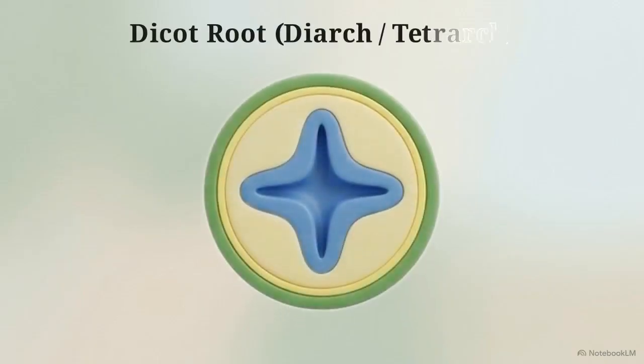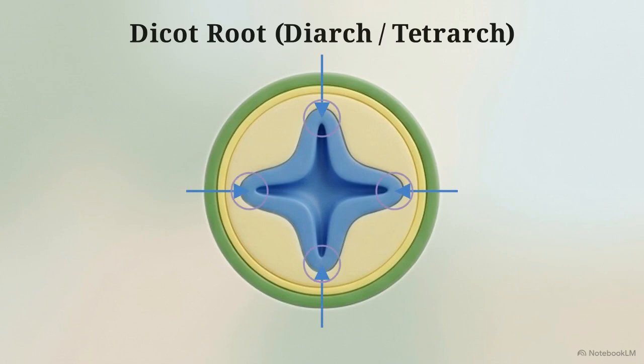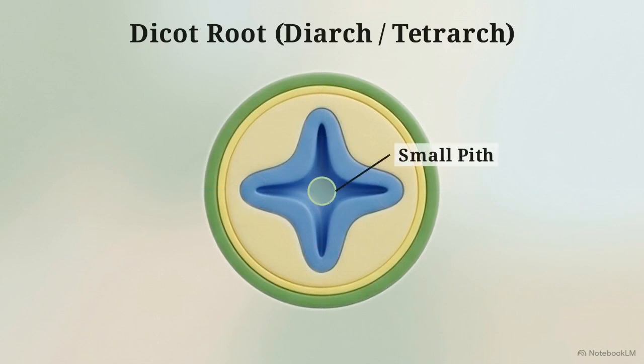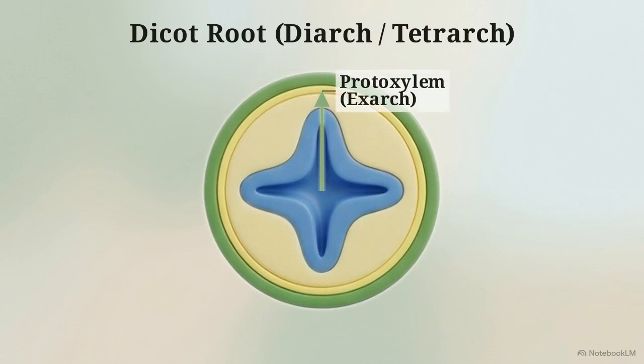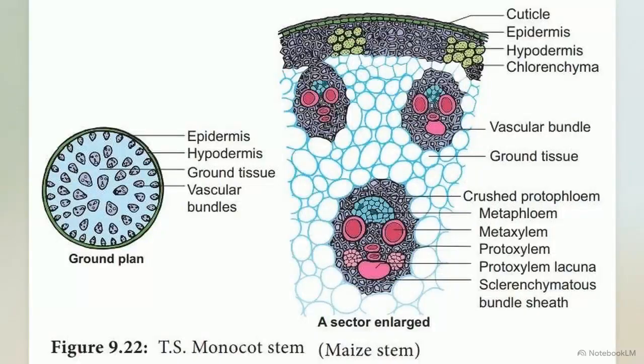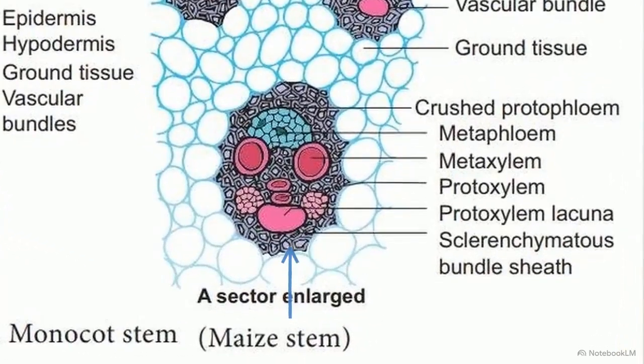Dicot roots usually have a diarch to tetrarch arrangement, meaning just 2 to 4 xylem patches, and a very small pith. In both, the protoxylem points outward, an arrangement called exarch. Here we see a monocot maize stem sector. Notice how the vascular bundles are scattered throughout the ground tissue and surrounded by a sclerenchymatous bundle sheath. They are closed, meaning they lack cambium.